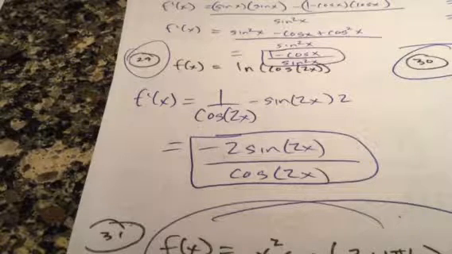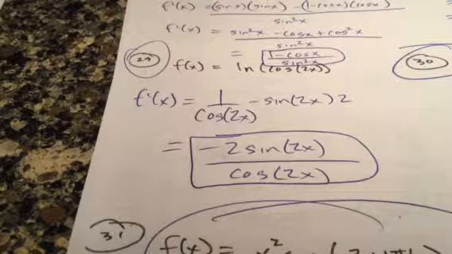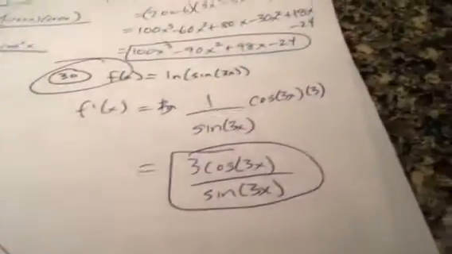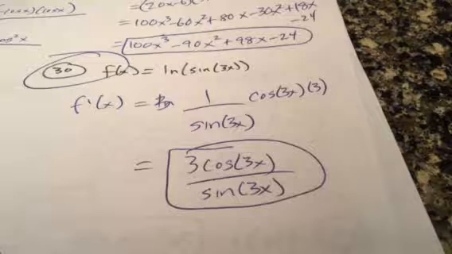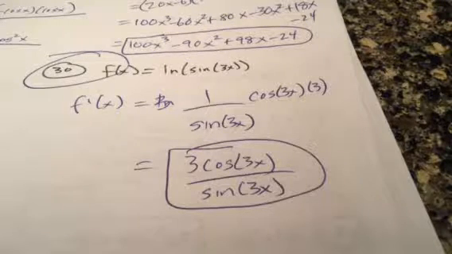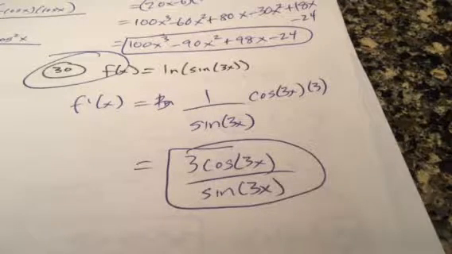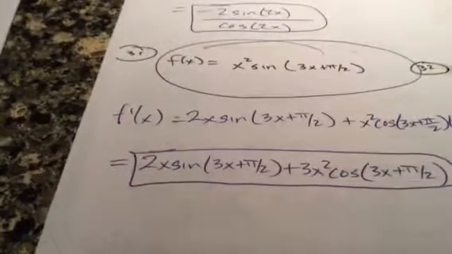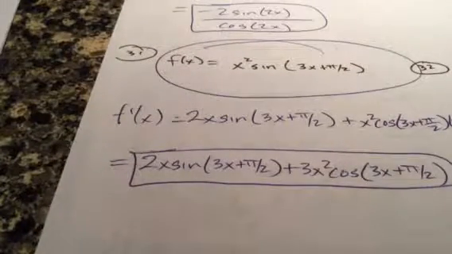Next up, we have derivative of natural log is 1 over, we'll call it the inner function there. Then you take the derivative of that, which is negative sine 2x times the derivative of 2x, which is 2. Here you have 1 over sine 3x times the derivative of sine 3x, which is cosine 3x, times the derivative of 3x, which is 3. If you wanted to write this first one as negative 2 tangent 2x, and this next one as 3 cotangent of 3x, that's also true.